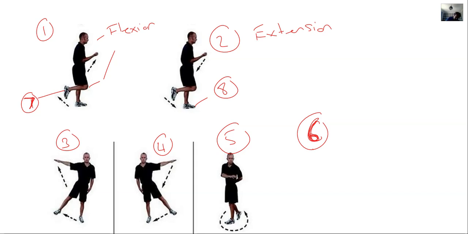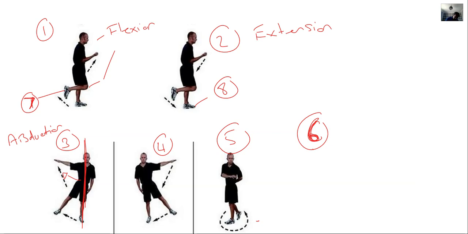Number 3 is abduction. Remember it's important: that is movement away from the midline of the body. So if that's our midline on our screen, it is movement outwards from that midline. Just remember, if someone is abducted, they are taken away, and that's how we remember that type of movement.